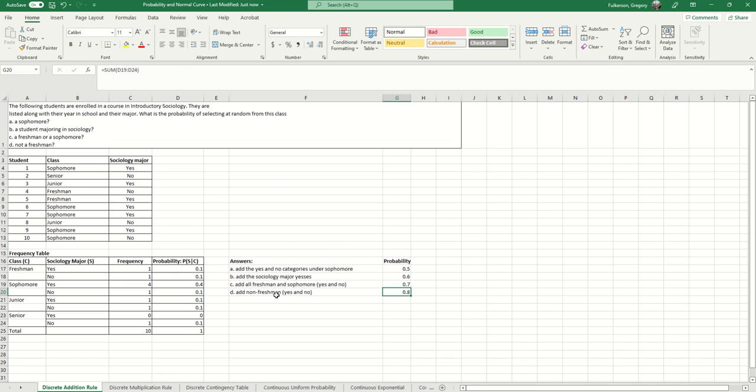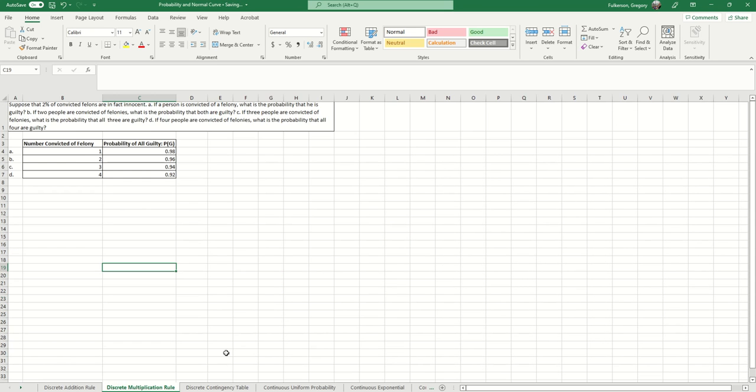And then not a freshman, that's the Q value, right? So if we know what freshman is, we're just adding those up, 0.1 plus 0.1. But since we're looking at the Q value, it's 1 minus 0.1 plus 0.1, or 1 minus 0.2, just gives us everything but those values. Or we can just add up, as we've done here, all of the probabilities that don't include the freshman. And that's how we work with the addition rule.